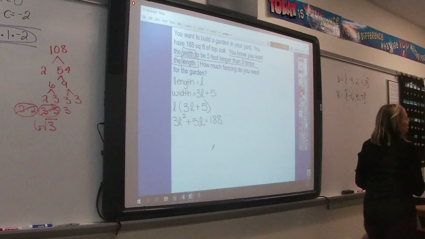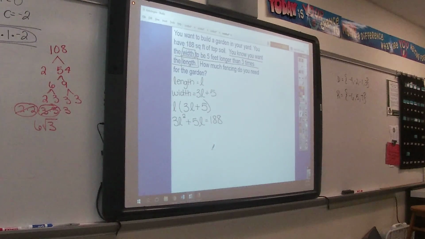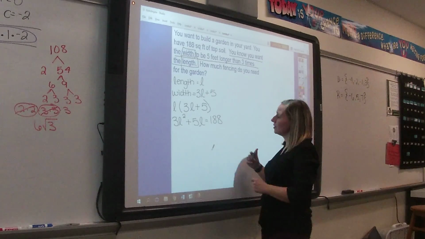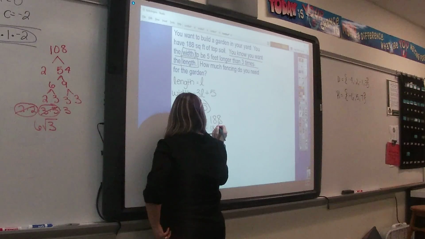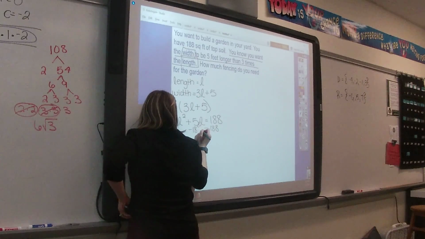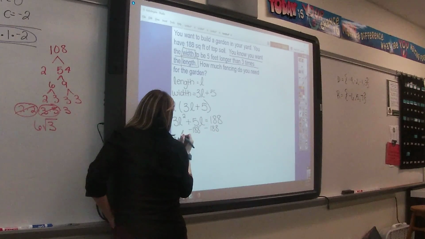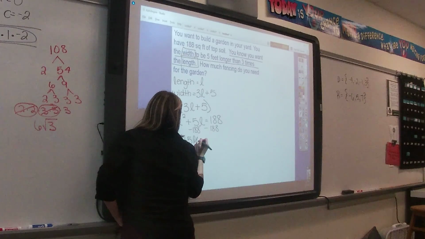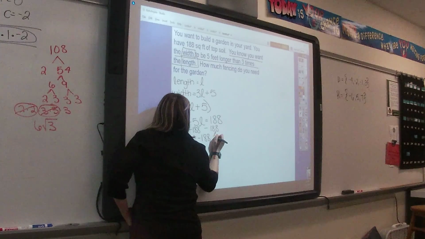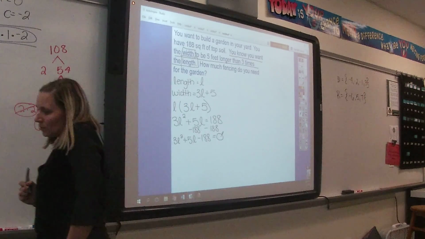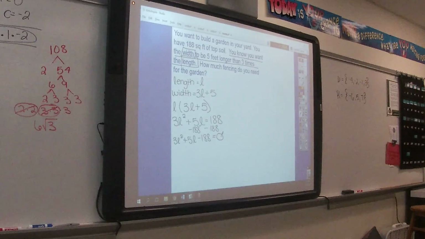Okay, what are we going to do next? Subtract 188, because we want to solve this. So now we have 3L squared plus 5L minus 188 equals 0.